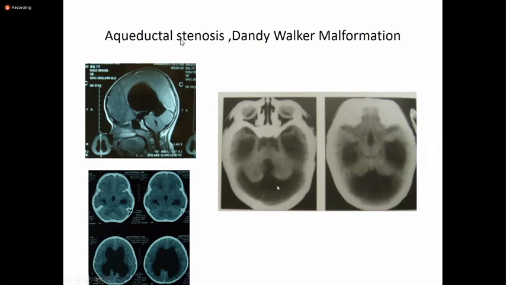Okay, and this is the Dandy-Walker malformation. In Dandy-Walker malformation, there is obstruction of the foramina of Magendie and Luschka, which is congenital, and the posterior fossa contents are smaller, and there is a large pool of CSF. This is known as Dandy-Walker malformation. These are two of the congenital causes of hydrocephalus.